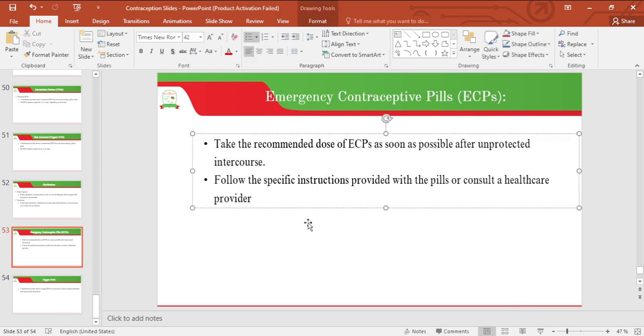Emergency contraceptive pills. The client is reminded to take the dose of emergency contraceptive pills as soon as possible after unprotected sexual intercourse. Number two, the client should follow the specific instructions provided with the pills and or consult a health provider.